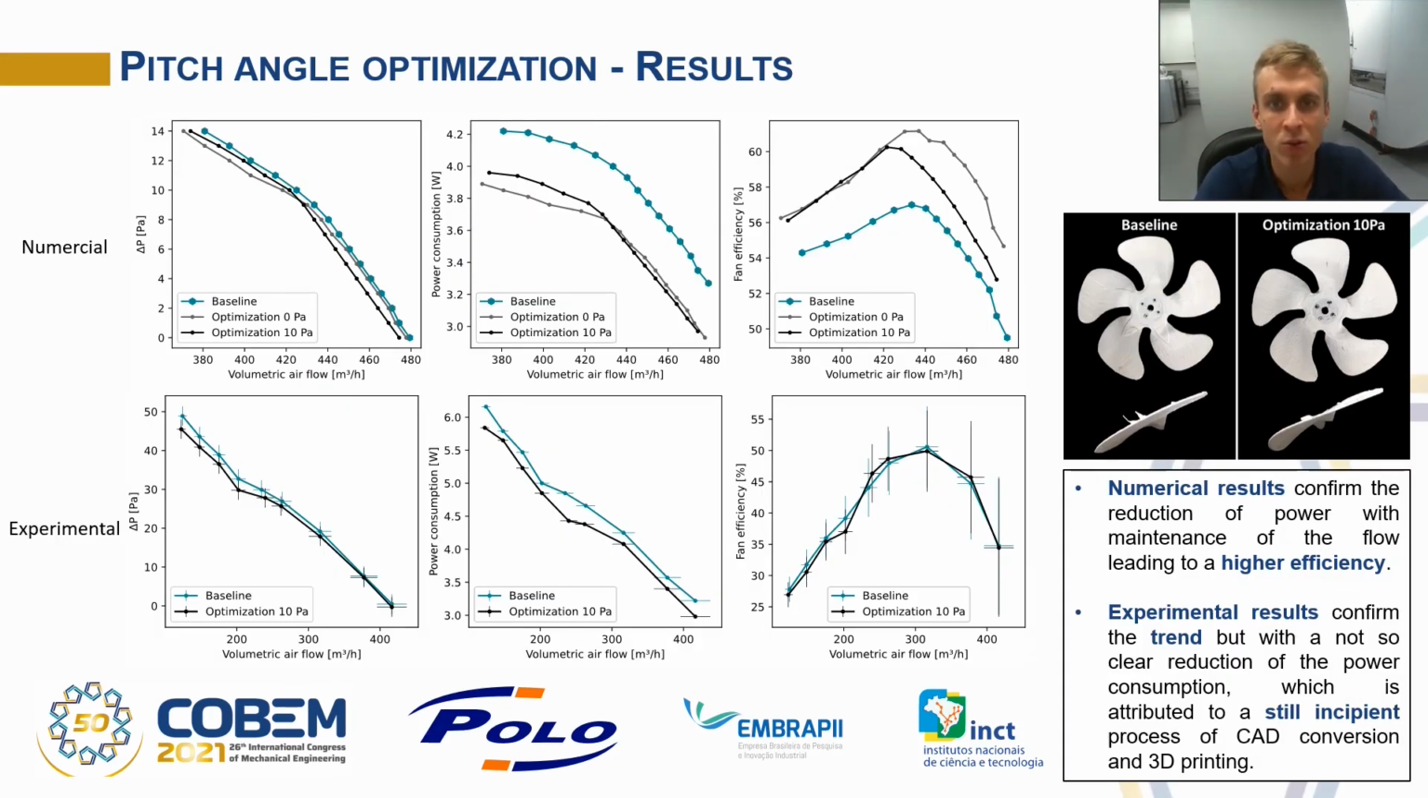In the upper line, the graphs show the numerical results, that is, the simulations. In the left-hand side graph, it can be seen that both the optimized distributions have a good agreement with the baseline case for the head curve. For the power curve, one can note that the optimization leads to distributions with less power consumption, as expected. As a consequence of the lower consumption at the same flow, the optimal fans have a higher efficiency over the entire curve. The experimental results shown in the lower line confirm the tendency of practically maintaining the same flow with a lower consumption for low head values.